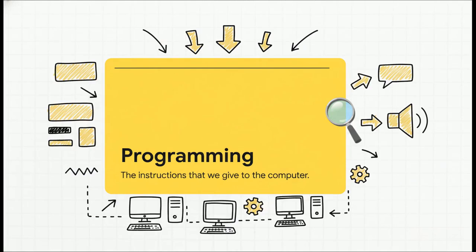So this act of giving a computer its instructions, writing out all those rules for it to follow, well, that has a special name. We call it programming. And that's all programming really is. It's just the language we use to tell a computer exactly what we want it to do.